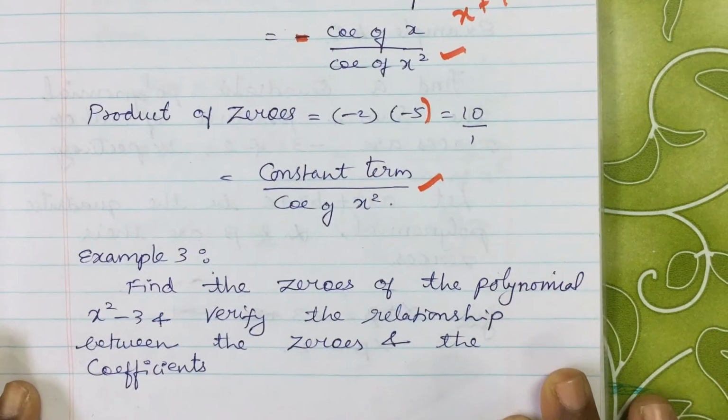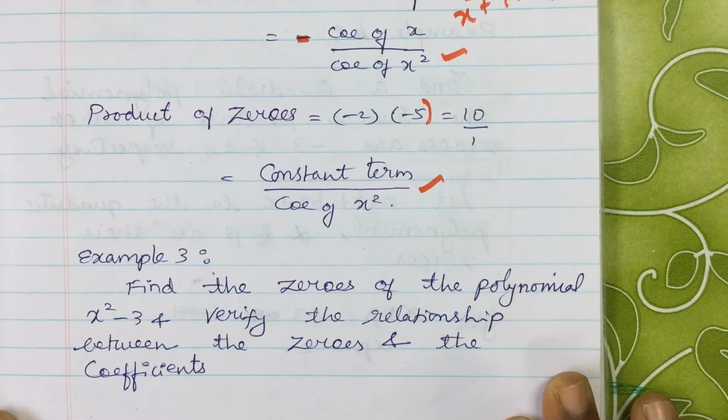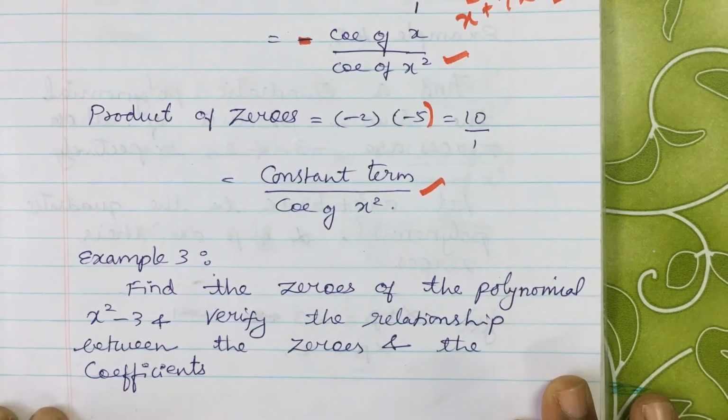Okay, coming to example 3, find the zeros of the polynomial x square minus 3 and verify the relationship between the zeros and the coefficients. So what is the polynomial here? X square minus 3.